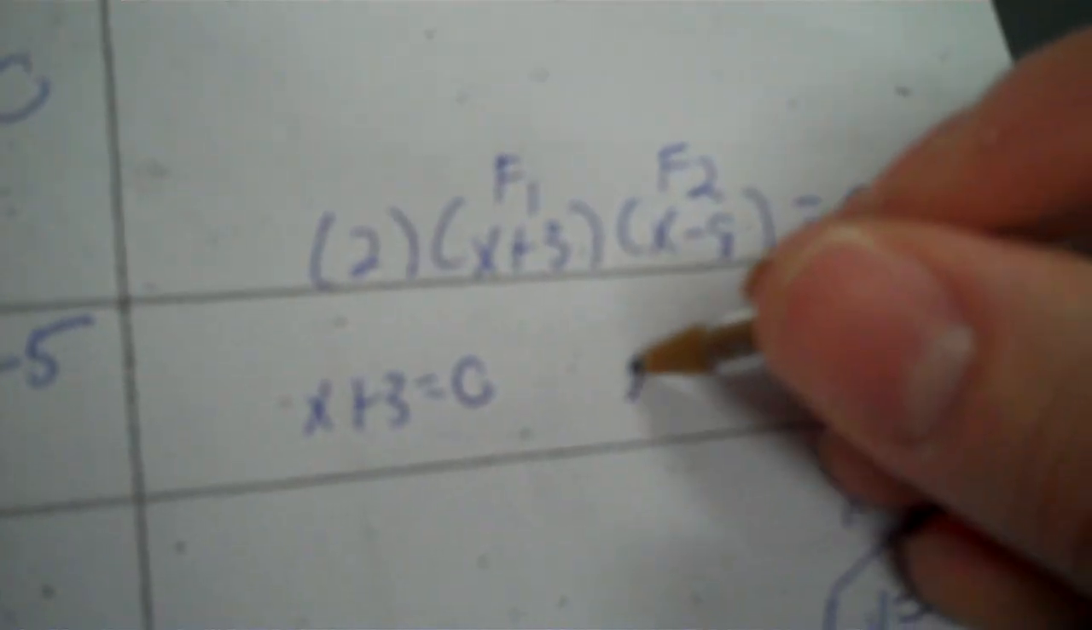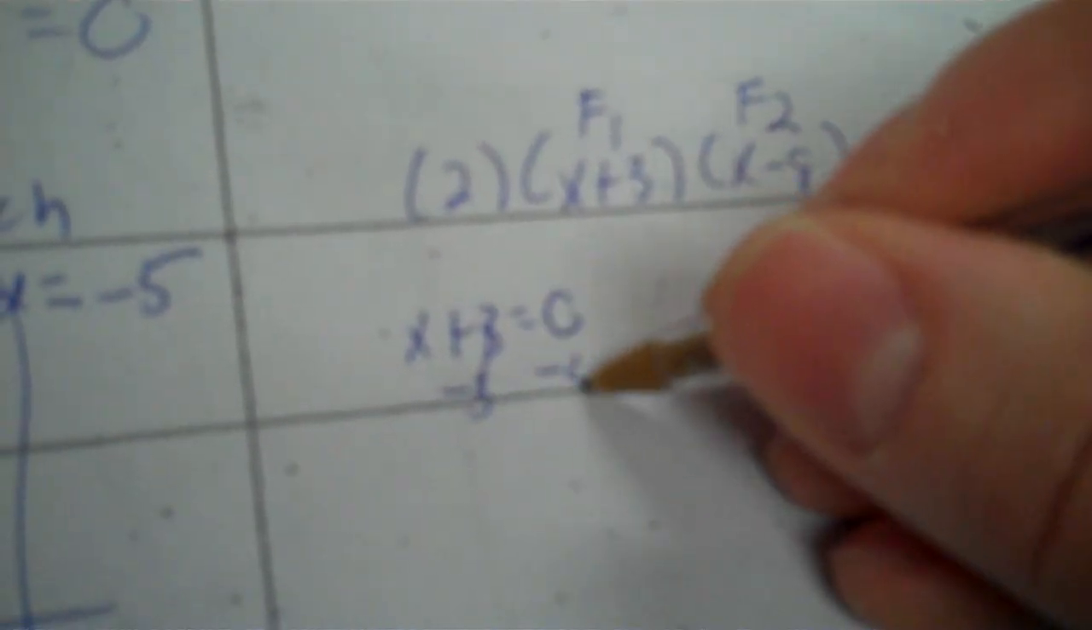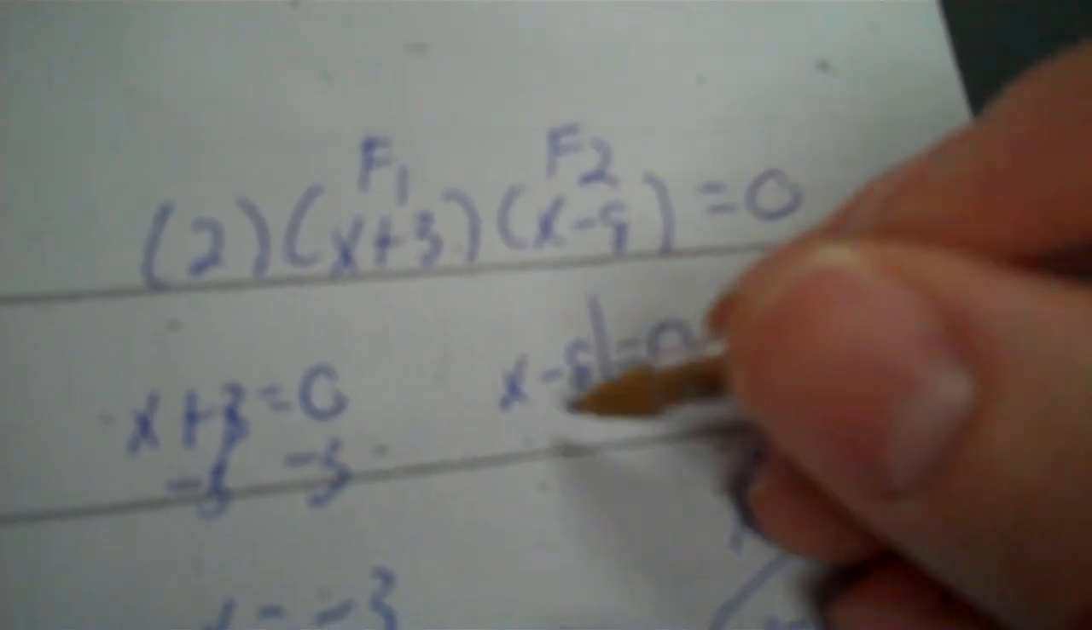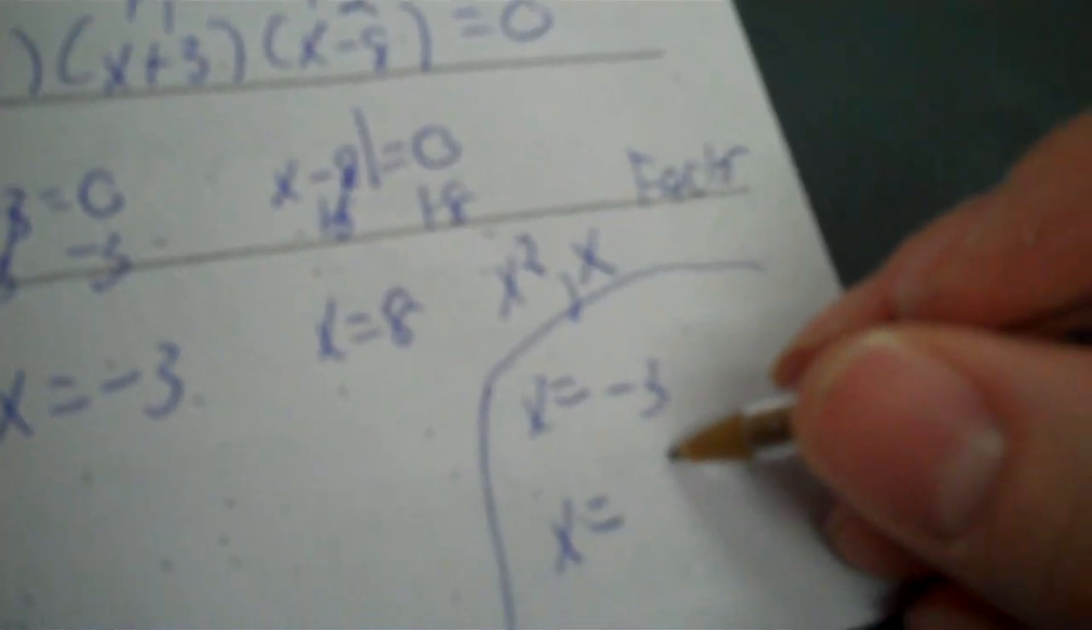So there's no x within that parentheses, so I don't care about it. I want to see it there, but yeah. So x plus 3 could equal 0, or x minus 8 could equal 0. So minus 3, that's negative 3, plus 8, and that is 8. So negative 3 and 8.